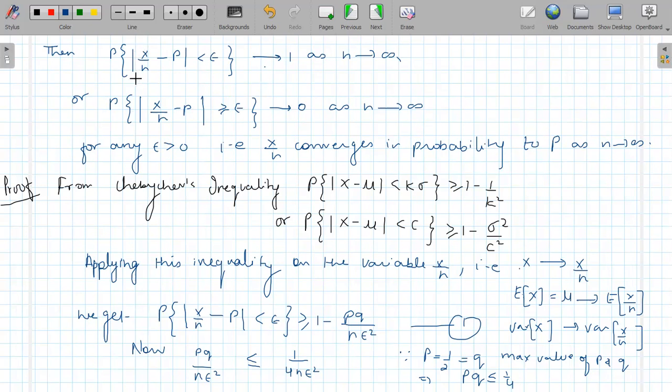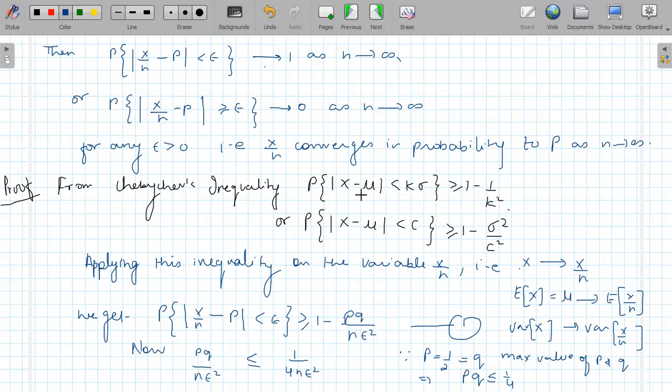Because we are now dealing with x upon n instead of the variable x, recall what I told you in the previous lecture about Chebyshev inequality, that is this, which is for the variable x. It has two forms. One form is in terms of k, where k is any constant positive integer, and this is in terms of variance when we replaced this k sigma by the product of these two, by any constant c.